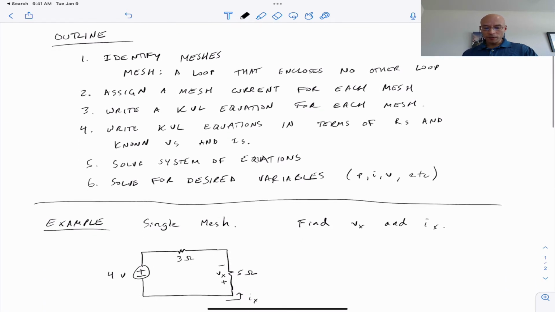So here's the outline. We identify meshes. What's a mesh? A mesh is a loop that encloses no other loop in a circuit. Once we have our meshes, we assign a mesh current for each one, and then we write a Kirchhoff's voltage law equation for each mesh. We use Ohm's law then to turn our mesh KVL equations into expressions that have mesh currents and resistances and voltages, any known quantities. And we should have one unknown mesh current for each mesh equation, so we can then solve a system of equations. Finally, we then solve for variables specified by the problem.